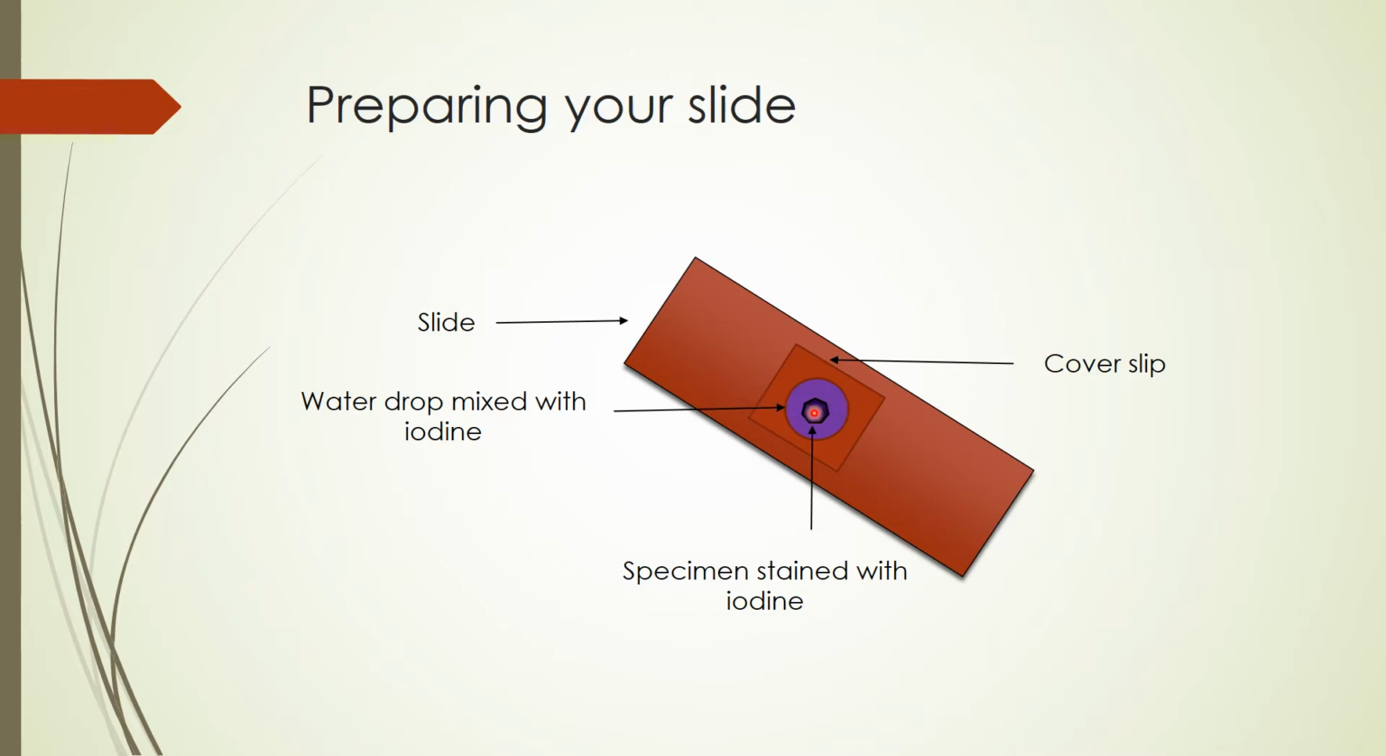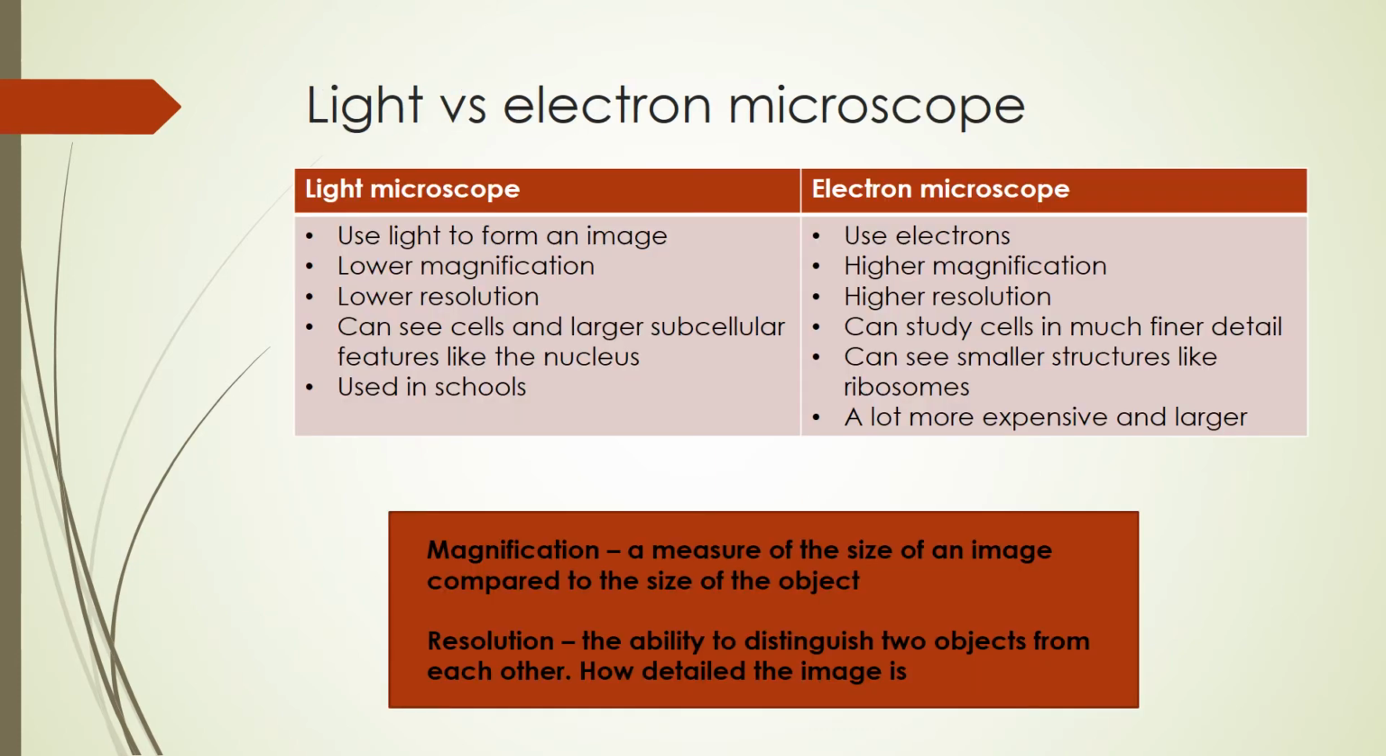And here's a specimen, and we put a drop of water onto the cover slip and an iodine, and the iodine helps us to see the subcellular features of the specimen. And the person that discovered this method was Robert Hooke, and he discovered that staining things with iodine helped us to see them.